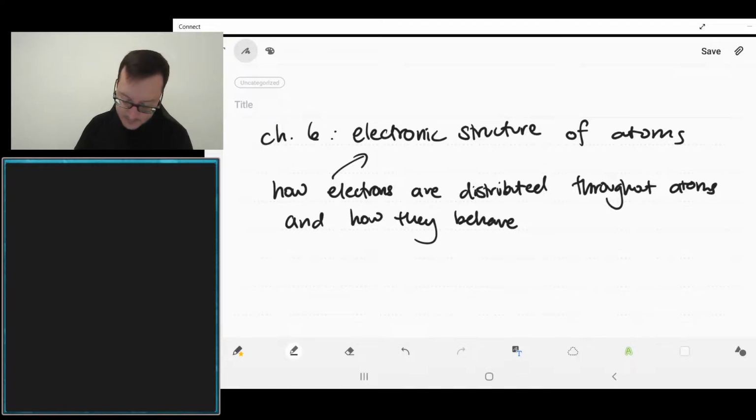In order to see how electrons interact with light, we have to talk about light first. Although this chapter is on electrons, we're going to see that talking about light first is going to help set us up in the correct way for talking about electrons. So let's talk about light.